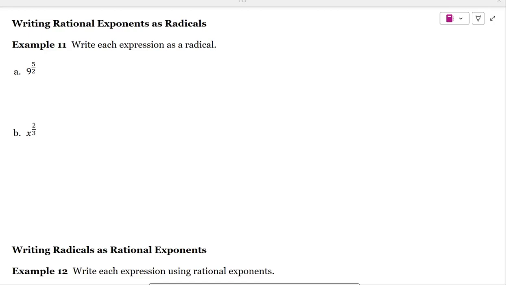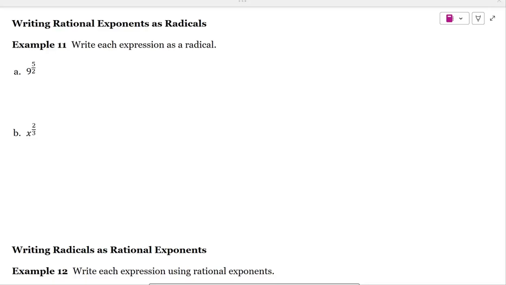Sometimes we need to be able to switch back and forth between rational exponents, an exponent that looks like a fraction, and radical symbols. In the next two examples, we're going to go back and forth between these two forms. For example 11, letter A, we're given 9 to the 5/2 power.